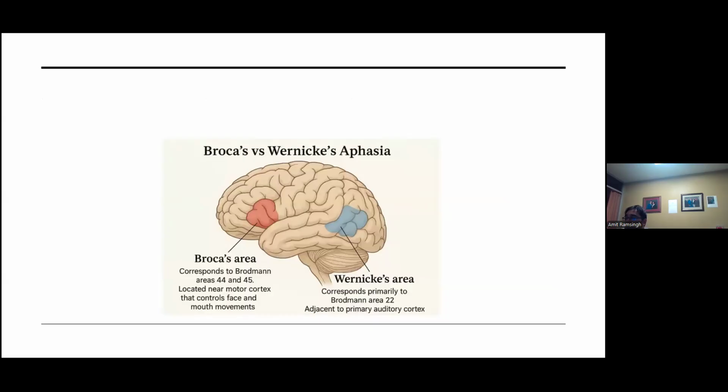And this is an important concept right here, Broca's versus Wernicke's areas. Broca's, corresponding more to Brodmann areas 44 and 45, is located in the inferior frontal gyrus, near the motor cortex, and it controls the face and mouth movements. And Wernicke's area, which corresponds mainly to Brodmann area 22, is adjacent to the primary auditory cortex of Heschl's gyrus, in the superior temporal gyrus. And why these are important is because Broca's represents the area that is responsible for expression of speech and language.